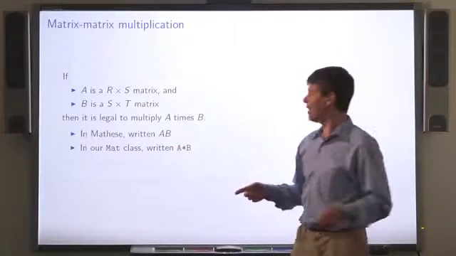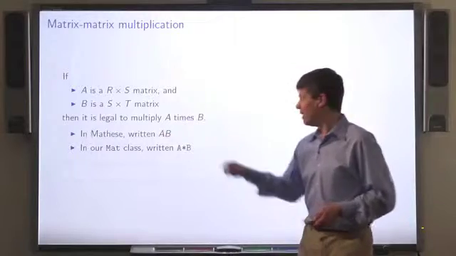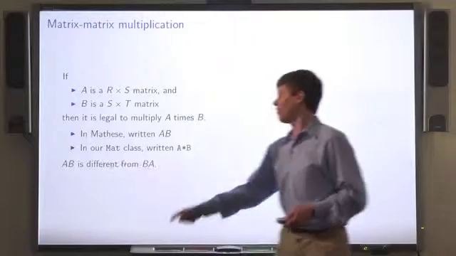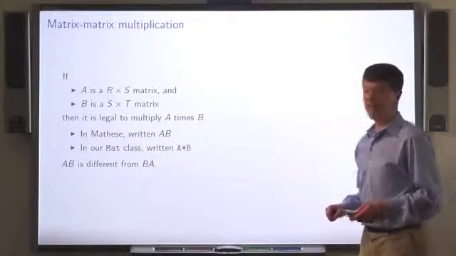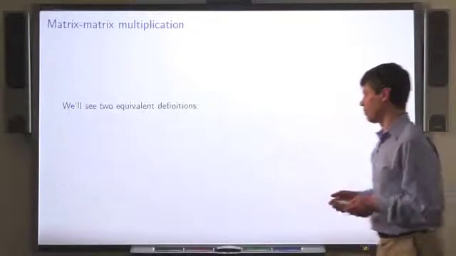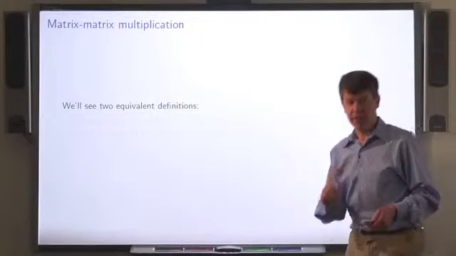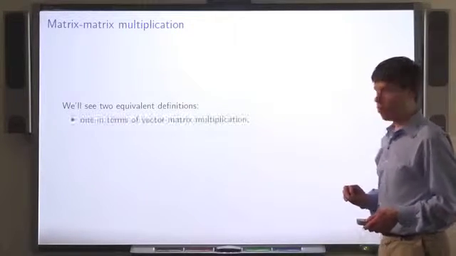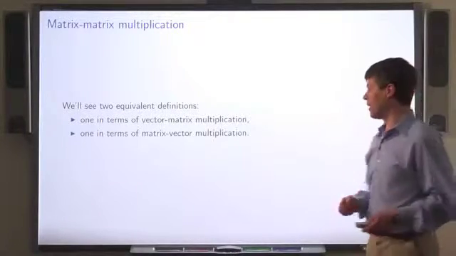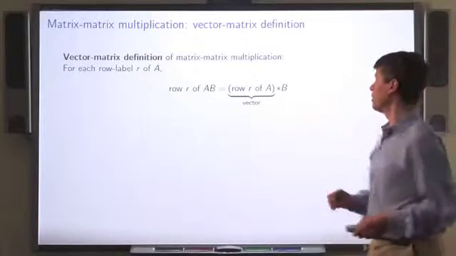And in our math class, we'll use a star to denote multiplication between matrices, so we'd write it A star B. Now note that A times B is different from B times A. In fact, one of those products might be legal while the other one is illegal. So we're going to see two equivalent definitions of matrix matrix multiplication, one in terms of vector matrix multiplication and one in terms of matrix vector multiplication. We'll start with the definition that uses vector matrix multiplication.